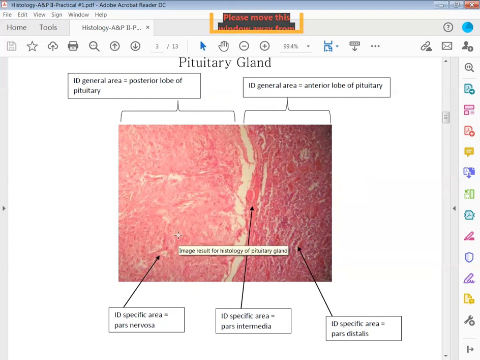So in here, how do you know if they're asking for the lobe or the pars? Again, look up here. If I ask the general area, I'm asking which lobe. If I ask the specific area, I'm asking for the pars.